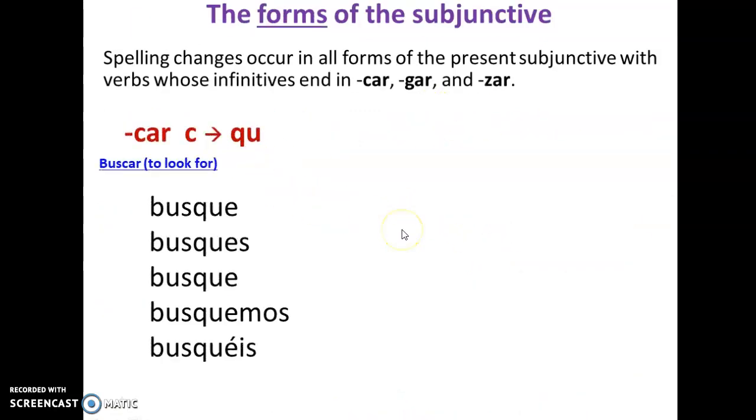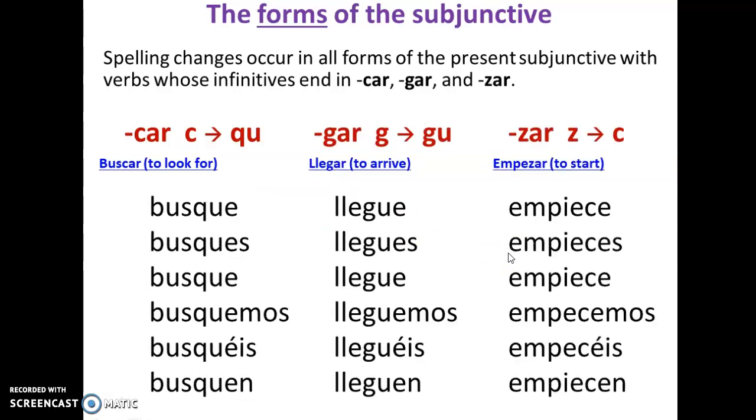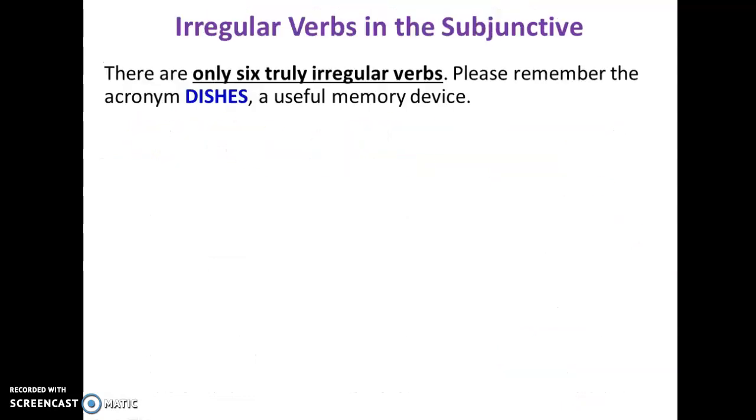The -car, -gar, -zar verbs, this is what happens. Just like the verbs that end in -ar, they change into e. We can see the pattern repeats. Busque, busques, busque, busquemos, busquéis, busquen. Llegue, llegues, llegue, lleguemos, lleguéis, lleguen. Empiece, empieces, empiece, empecemos, empecéis, empiecen.